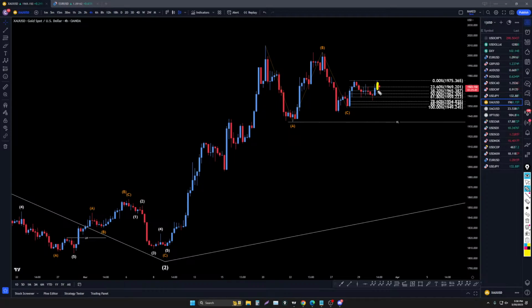When we started this meeting, it was an impulsive move down. And I said that there is a possibility that it goes down again, but I think the trend is over. 1, 2, 3, 4, 5. A. B. This looks like a 1, 2, 3, 4, 5 of C. We have a structure break. I think it's going to just keep going up, making higher highs and higher lows.